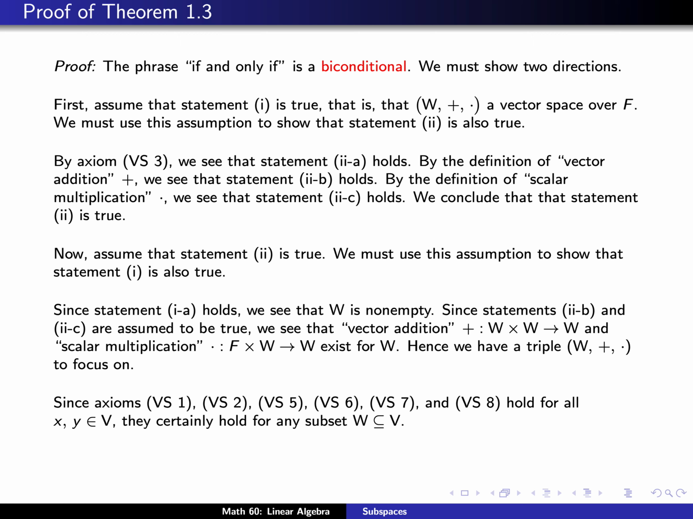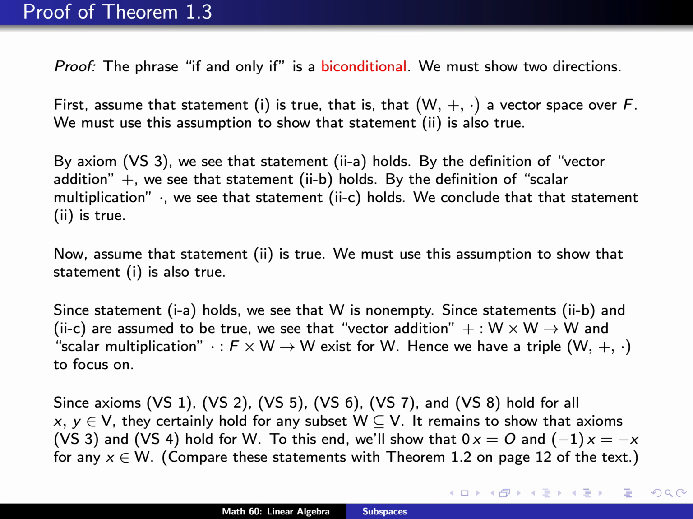Well, we know that this holds for everything in V, namely x plus y is equal to y plus x for everything in V, so it must hold for every subset of V, namely x plus y is equal to y plus x for everything in W. So this means that we can certainly say that axioms VS1, VS2, VS5, VS6, VS7, and VS8 all hold. So this means that we're only missing a couple, namely VS3, which is the identity, and VS4, which is additive inverses. Once we know that these two work, then we're done.